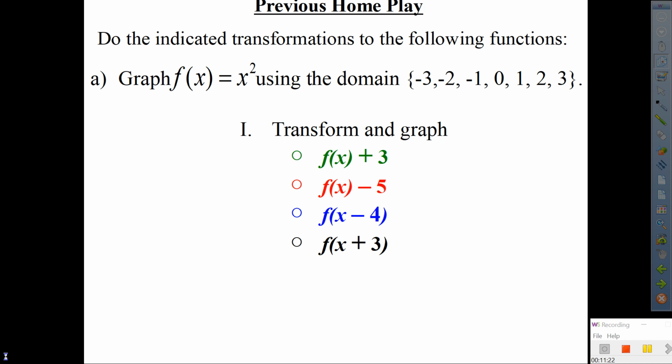Let me repeat that again. The deadline to turn in your home plate from the weekend or the one previous night is at the end of the period.